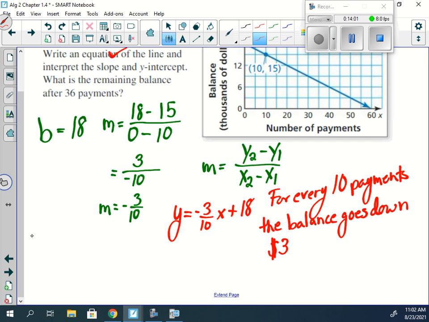So the 3 would be correct, but it's in what? So it would go down 3 on the graph, but because the graph's y values are set up in thousands, it would be going down 3,000. So for every 10 payments, the balance of the car goes down $3,000. Or for every payment, the balance of the car goes down $300. Okay. So we interpreted the slope.